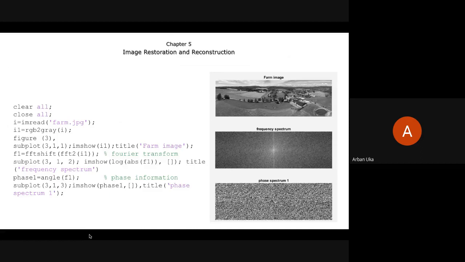So apparently we have an image of a farm. We convert this one to grayscale, which is the fourth line here. In figure 3, we're just plotting it. And then we can calculate the fast Fourier transform of image I1. Then we can shift it, and this should give us the Fourier spectrum, which is the second image.